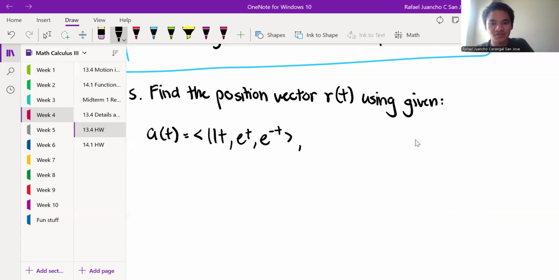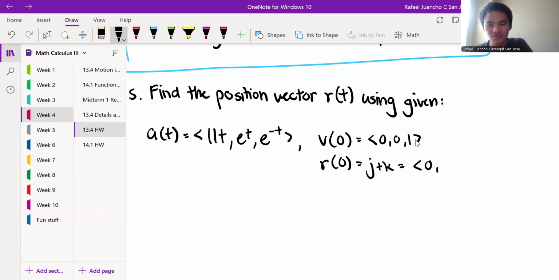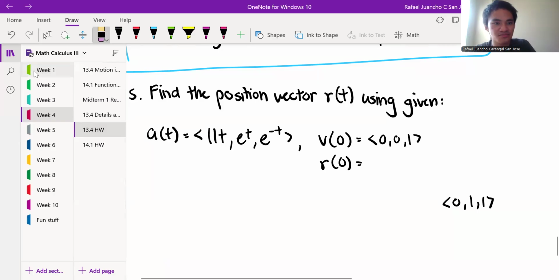And then we have other information, such as my velocity vector at t equals 0 is k. So k is just 0, 0, 1. And then my position vector when t is 0 is j plus k. To translate, that's 0, 1, 0, the standard basis vector, plus 0, 0, 1. And so we have 0, 1, 1. So I'm going to immediately replace it with that.